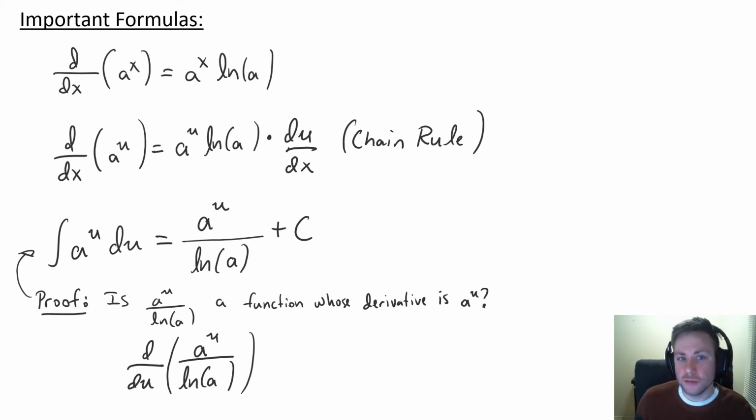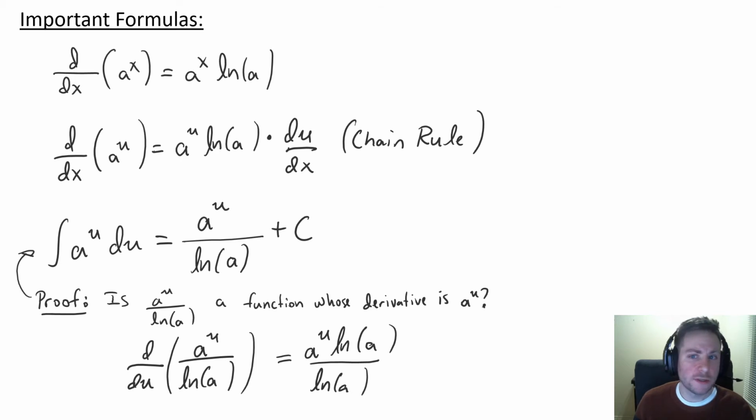For starters, you can recognize that the denominator is just a constant, so we don't need to do anything with it when taking the derivative. As for the numerator, we know the derivative of a to the u is a to the u ln of a. And notice there's no need for the chain rule here because I'm taking the derivative with respect to u, not with respect to x.